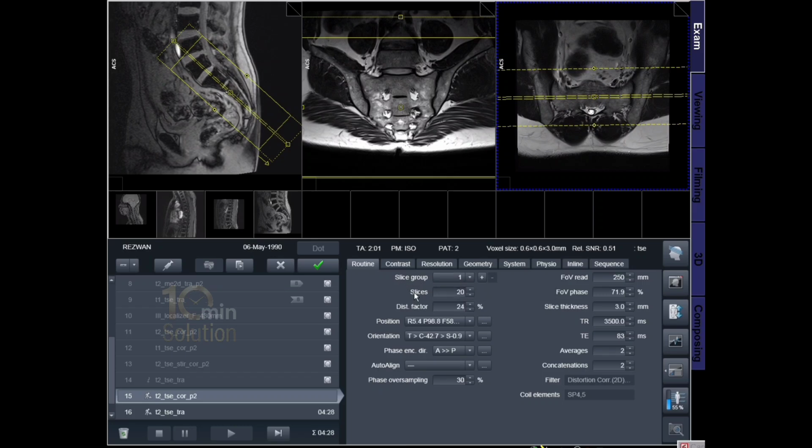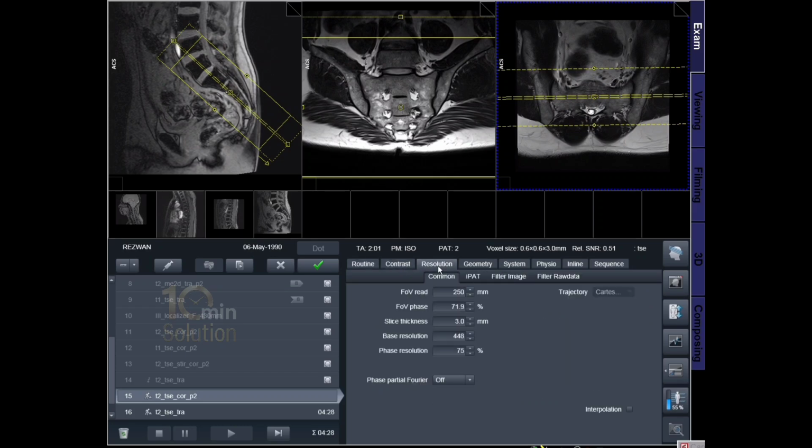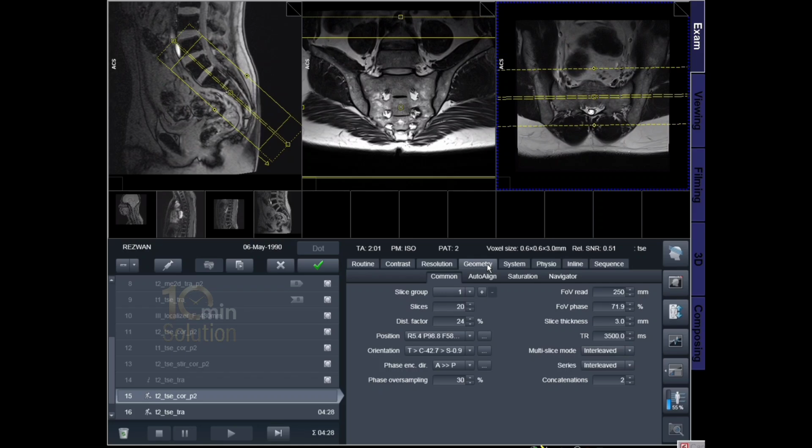Now showing here the parameters: distance factor is 24, and FOV and FOV phase. Now slice 3 millimeters. Now everything is showing here. Okay, now I check, now everything is fine. Now finally apply.